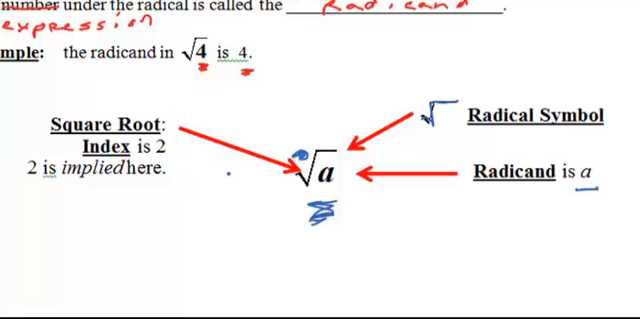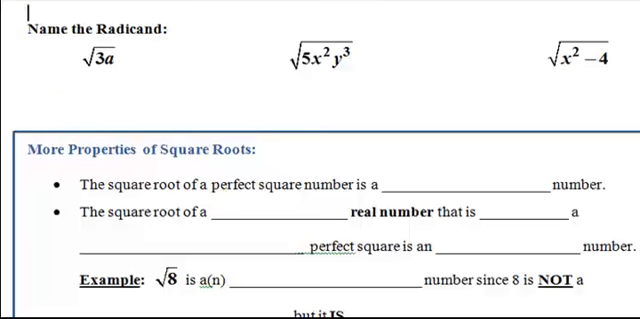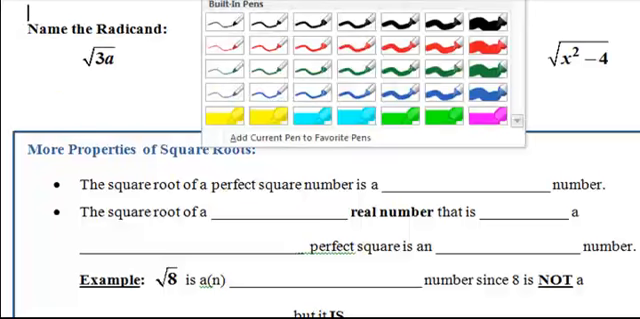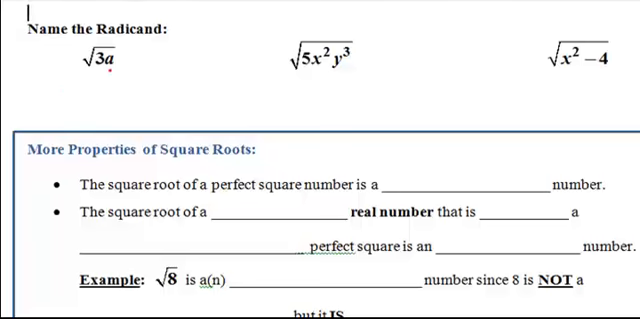So let's see if we can name the radicand in each instance shown here. So whatever is under the radical symbol. So here, the radicand is 3a. And in this case, the radicand is whatever is under the radical symbol, which is 5x squared y cubed. And in this last example, everything under the radical symbol. So we get x squared minus 4.